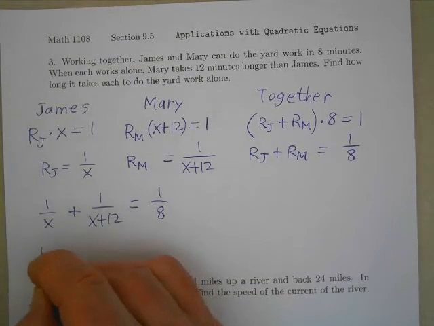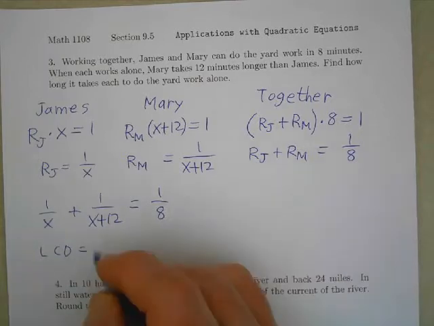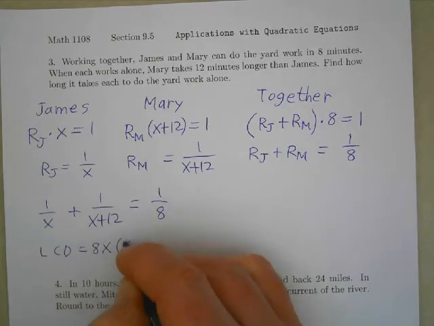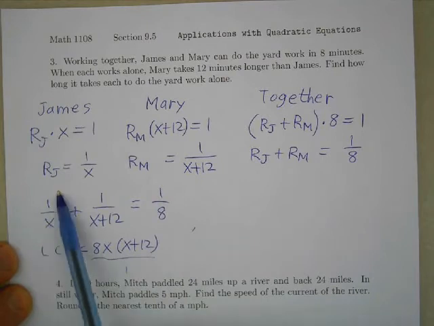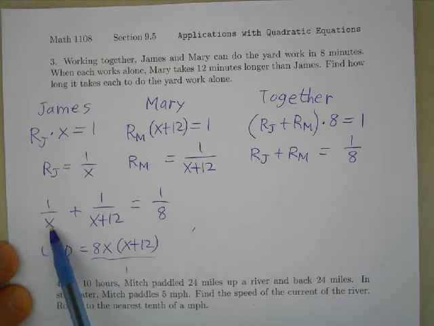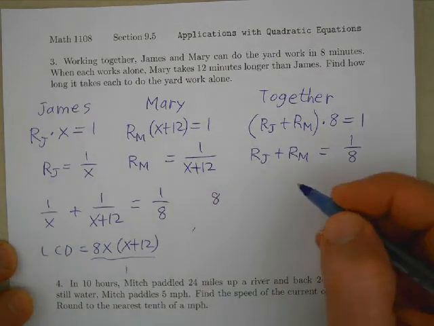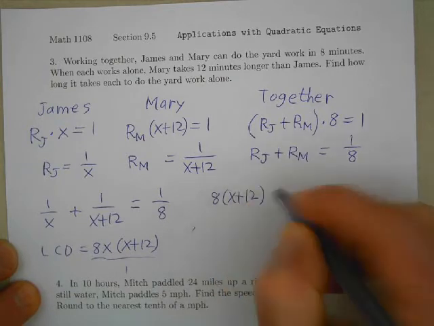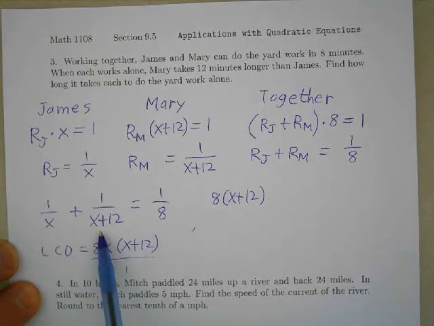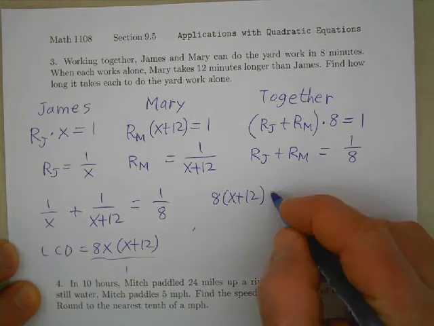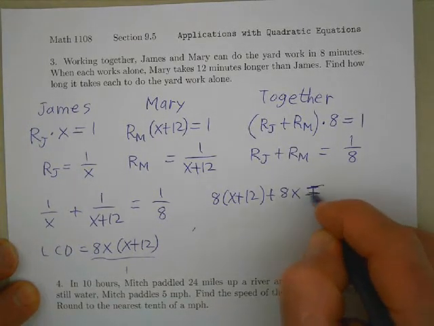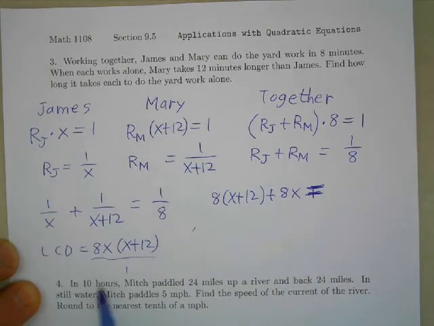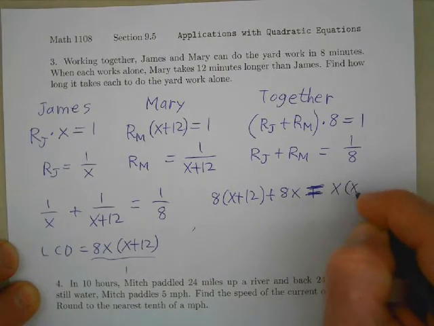So we want to multiply every term on both sides by the least common denominator, which is 8 times x plus 12. And we've done this enough to know what's going to happen. When we multiply 1 over x by 8x times x plus 12, the x's cancel, so we'll be left with 8 times x plus 12. When we multiply the least common denominator by the next term, 1 over x plus 12, the x plus 12's cancel, and we'll just have plus 8x. And then on the right-hand side, so this is supposed to be an equal sign, on the right-hand side, multiply 1/8 times the least common denominator, the 8's cancel, and we'll have x times x plus 12.